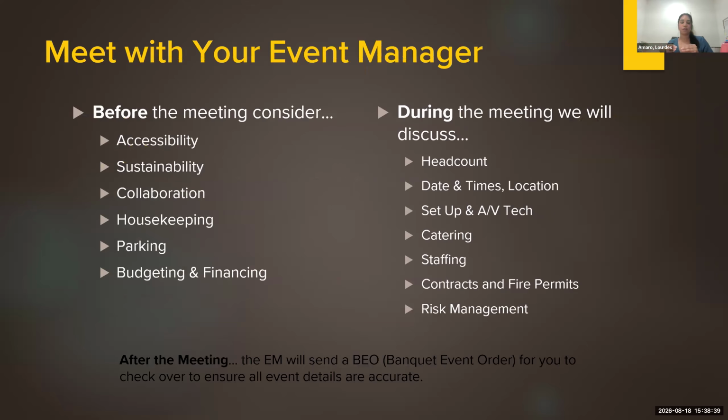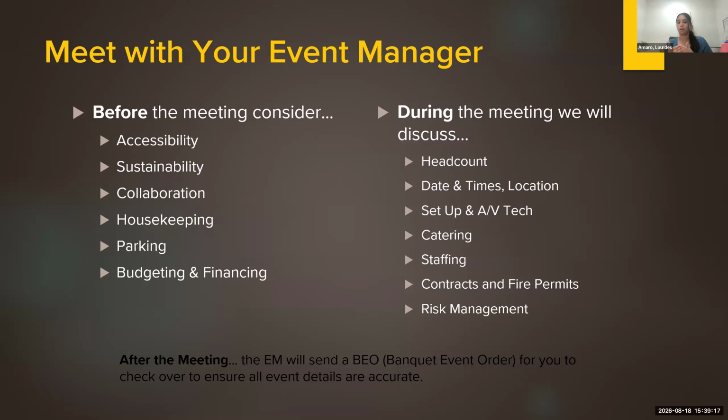This is going over some of the things that we'll talk about in your meeting when you sit down with either me, Liz, or Sadie. So before the meeting, consider any accessibility, if you have specific members that need specific accommodations; sustainability, if you want to request compostable things from catering; collaborating with different organizations. Are you having a lot of decorations and food? Then maybe we need to consider having some extra trash cans in the room for you. Are we having a lot of external guests that might need some more parking? And any budgeting and finance things there.